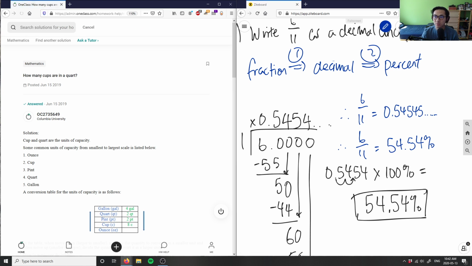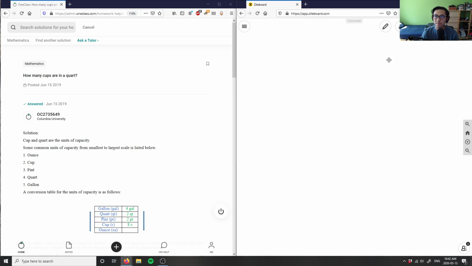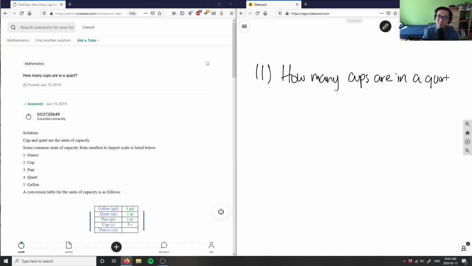And then finally, my last question of the day would be number 11. It's asking us how many cups are in a quart. And again, this here is another measurement question, and it's going to be in the imperial system. And this is measuring volume. Let me write it down in blue actually, because it's not part of the problem here.